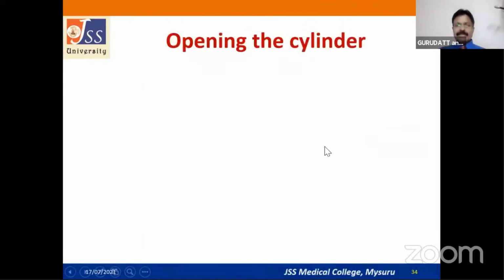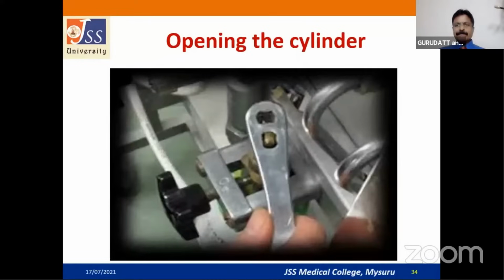Again, once you connect the cylinder onto the machine and to the workstation, you may be asked, how do you open the cylinder? The answer should be that you are going to open it very slowly, and a minimum of 3 to 4 turns have to be rotated anti-clockwise to completely open the cylinder. So why should you open it very slowly? What happens if you open it rapidly? That is another question that will be asked in the exam.